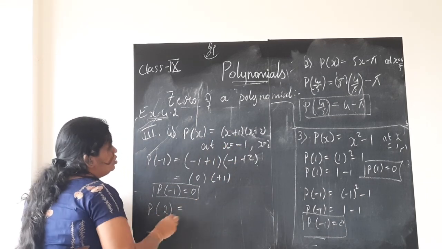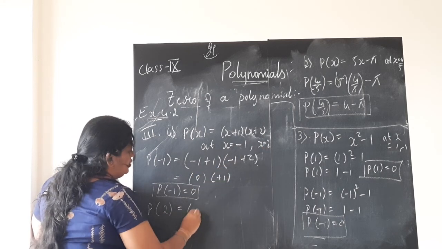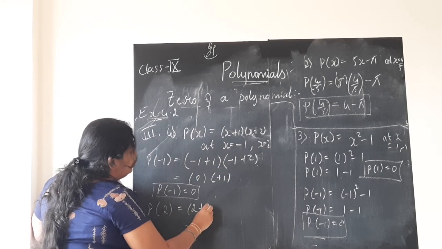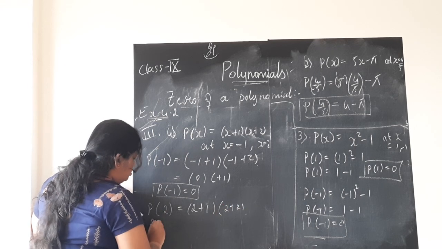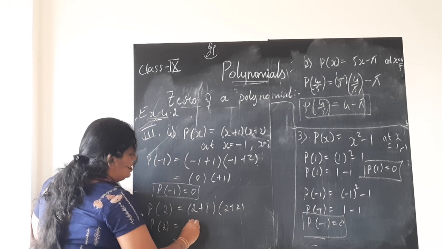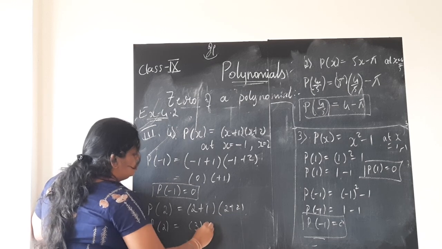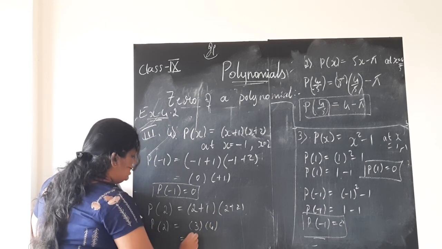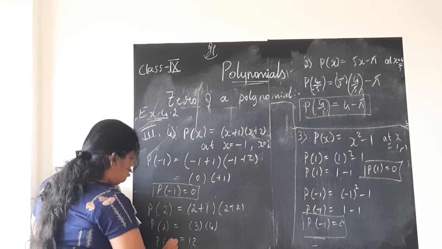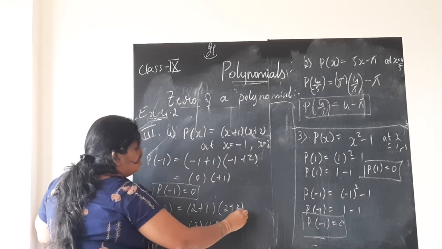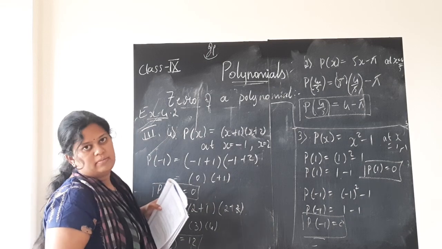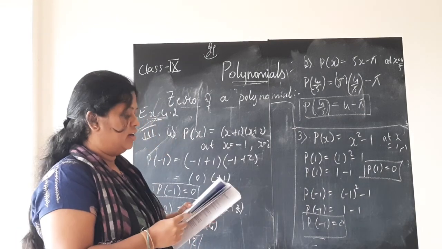Similarly, we will check for x is equal to 2 now. In place of x, 2: 2 plus 1 into 2 plus 2. So P of 2 is 2 plus 1 is 3, 2 plus 2 is 4. 4 threes are 12. So since P of 2 is equal to 12, x is equal to 2 is not a zero of the polynomial. You will write that.